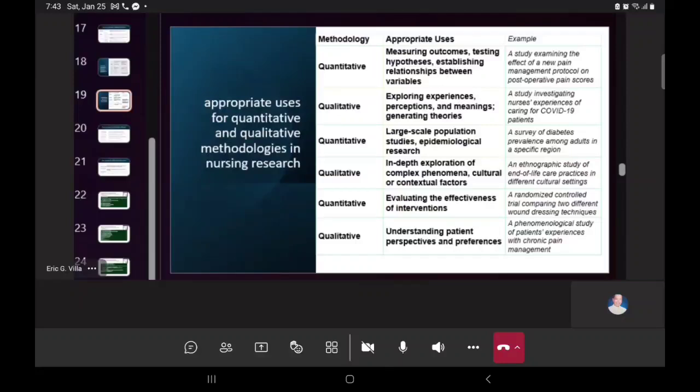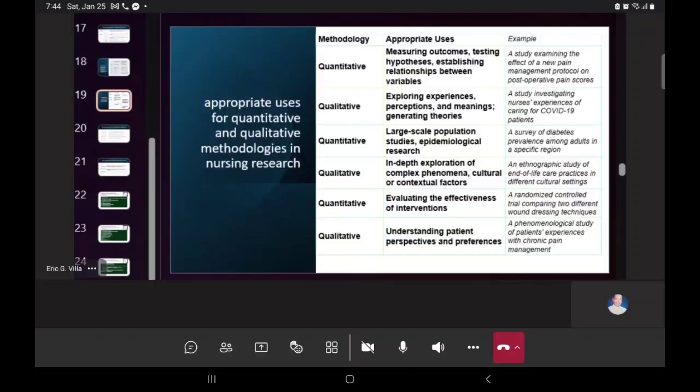To understand patients' perspectives and preferences, qualitative methodologies are particularly valuable. A phenomenological study of patients' experiences with chronic pain management would use qualitative methods to gain deep insights into how patients perceive their care and what factors influence their experiences.